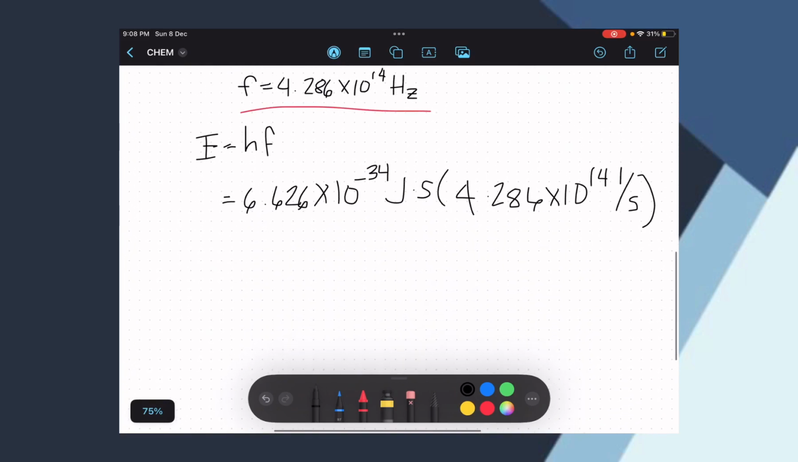So now, as we can see, we can cancel the second, and we then multiply, which gives us 2.84 times 10 to the negative 19. Because we cancel the second, we are then left with the joules.